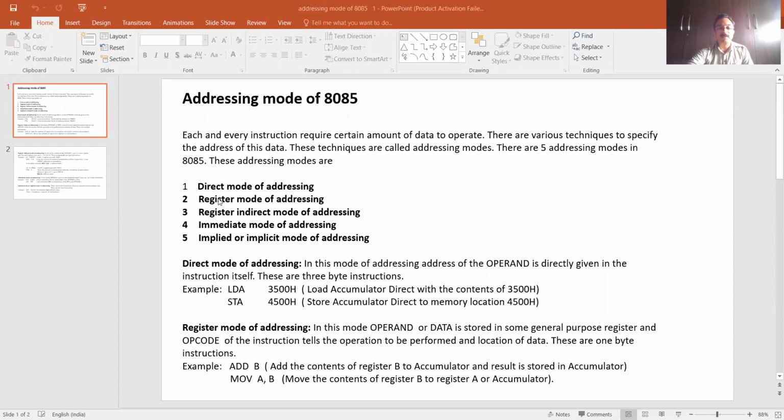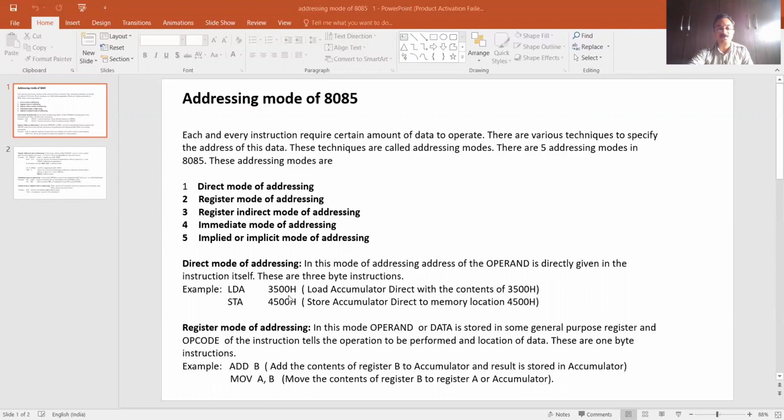Now in this, from the name only we can make out, in direct mode of addressing, the address of the operand is directly given in the instruction itself. Address of the operand is directly given in the instruction. Example, LDA 3500. The meaning is load accumulator direct with the contents of 3500.